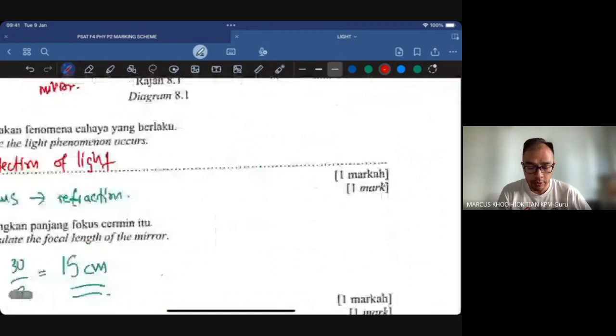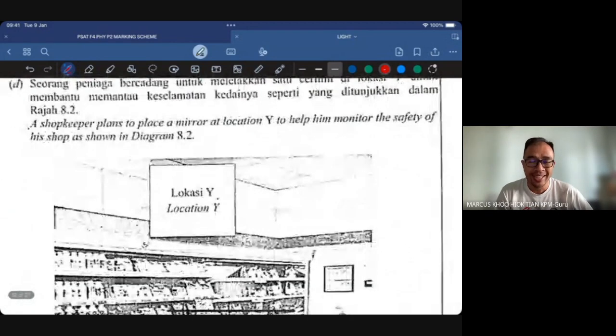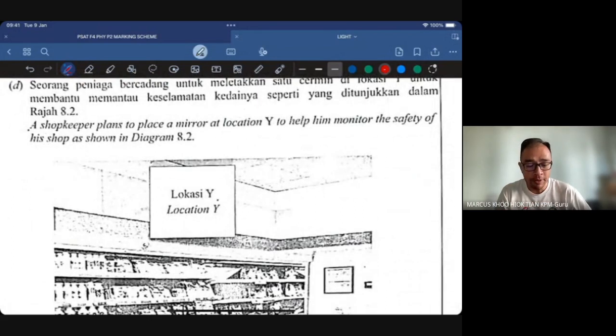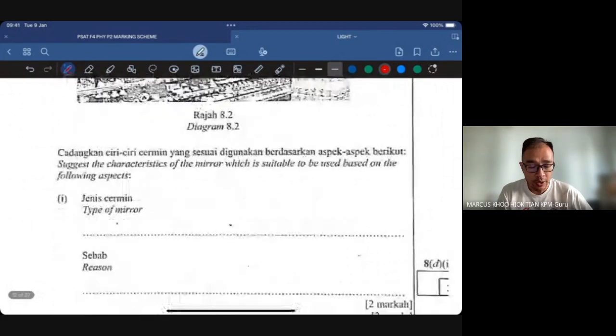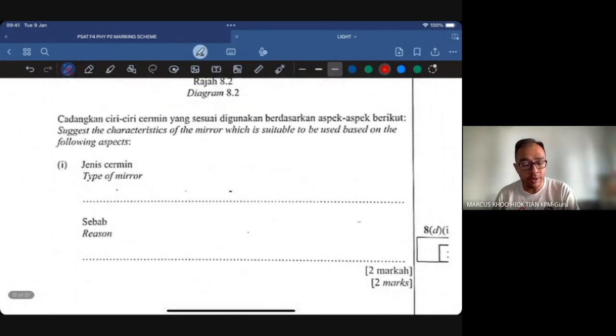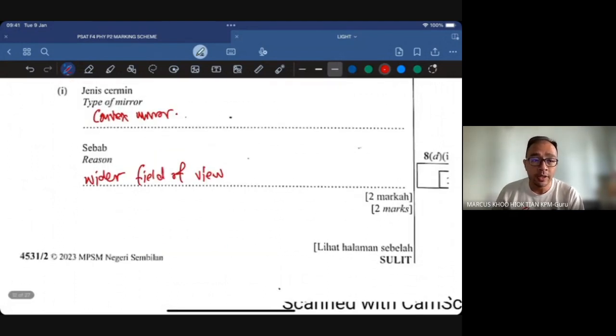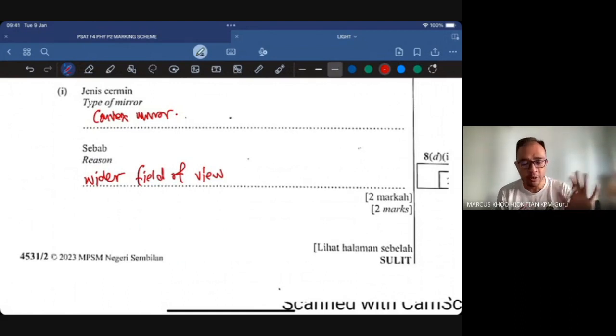All right, let's continue. So a shopkeeper, this is your trial exam question. A shopkeeper plans to place a mirror at location Y to help him monitor the safety of the shop. Wow. State the characteristics of the mirror. Definitely the type of mirror we know is a convex mirror. And the reason, standard reason, wide field of view. Standard answer for this one. Very physics answer, so don't worry about it. Field of view is a physics concept, apparently.